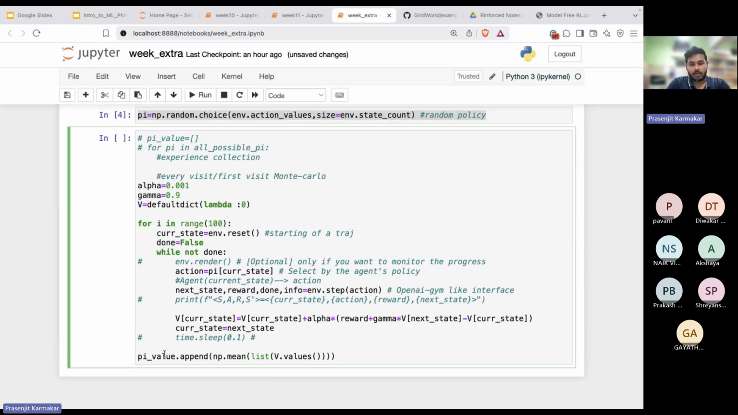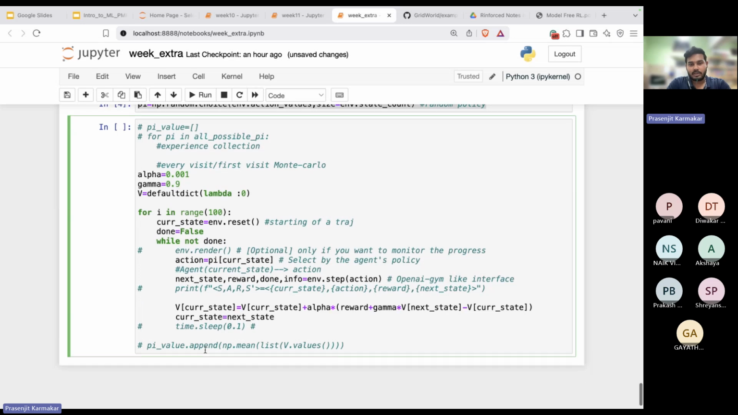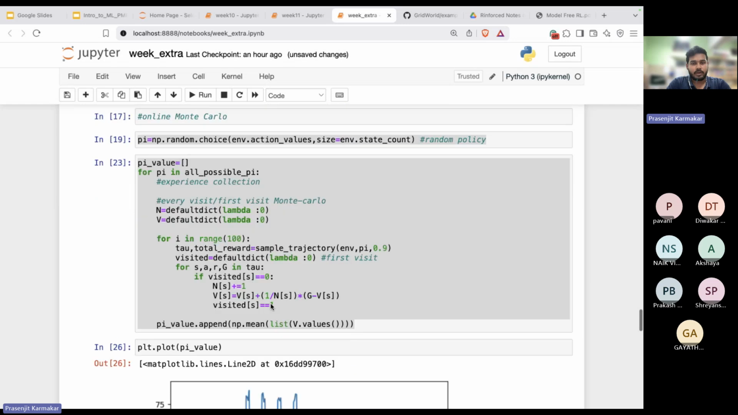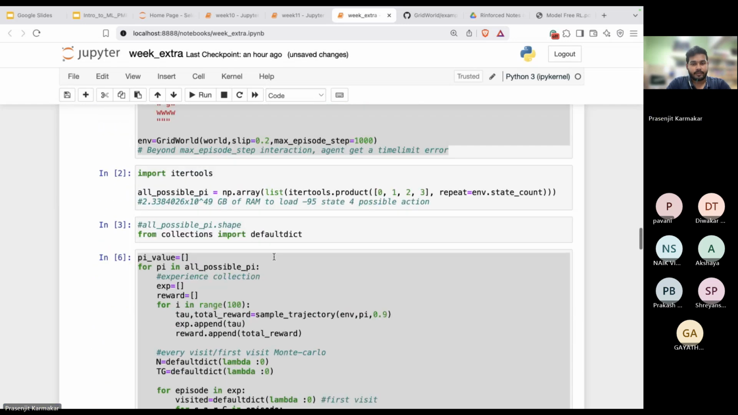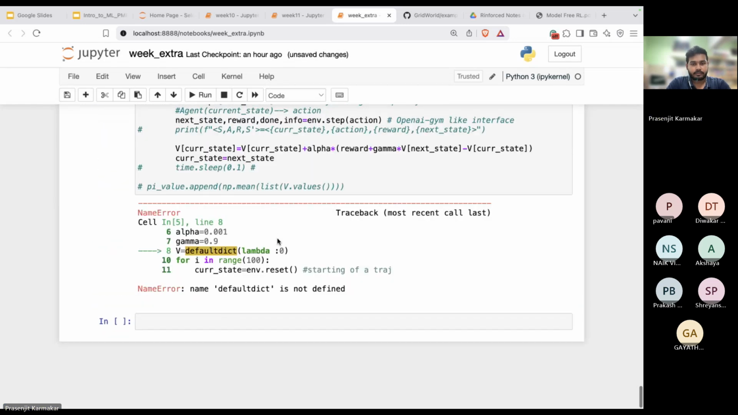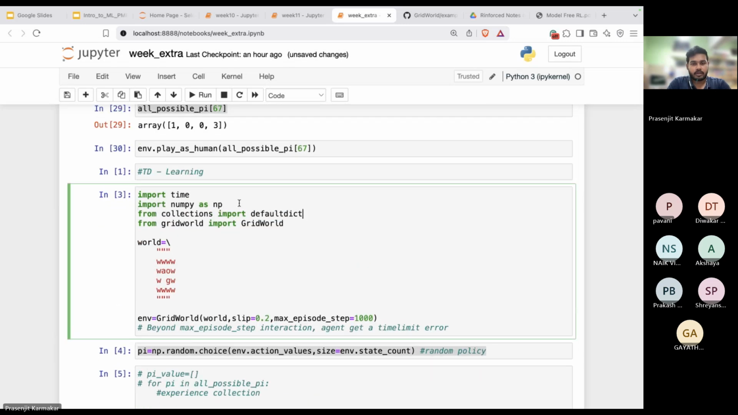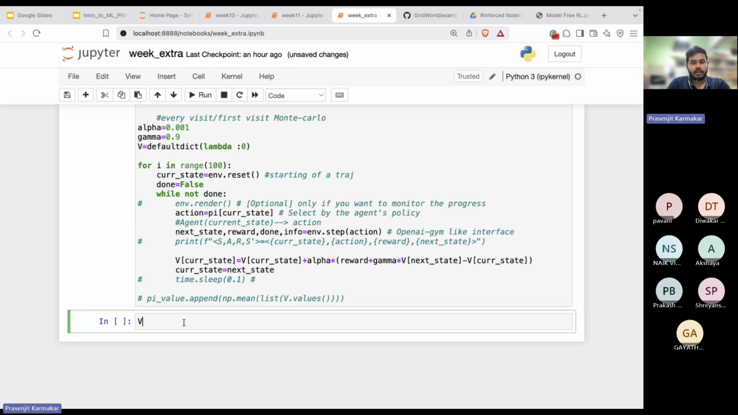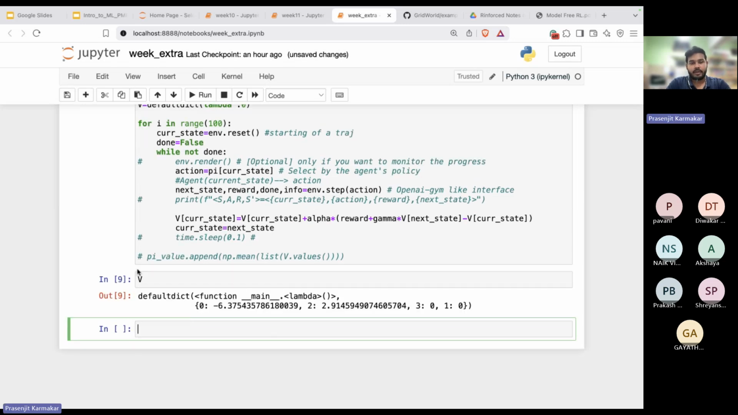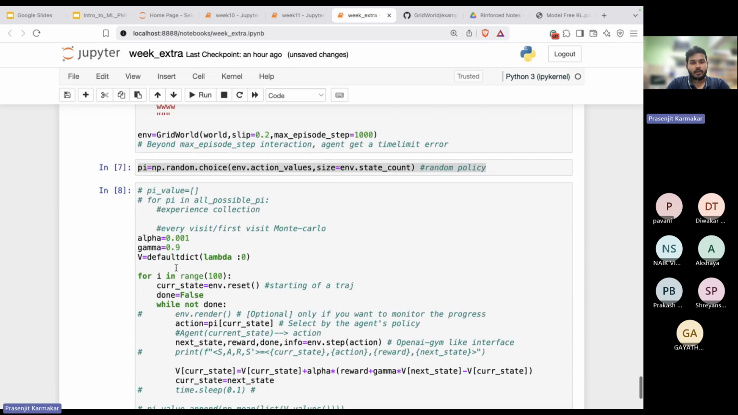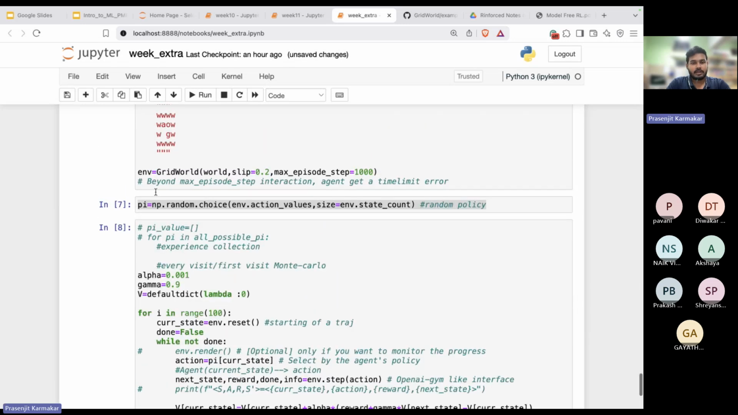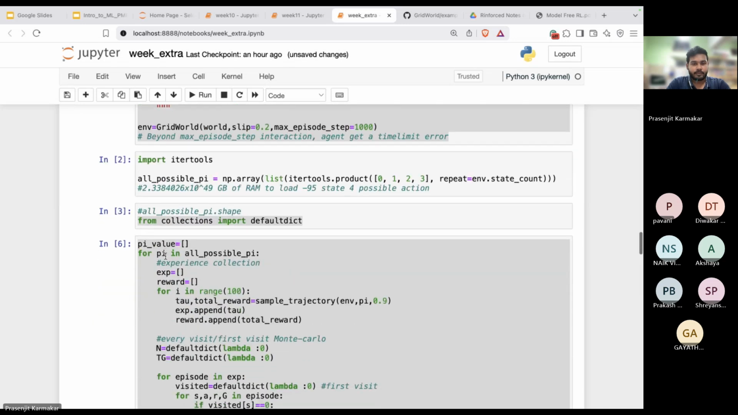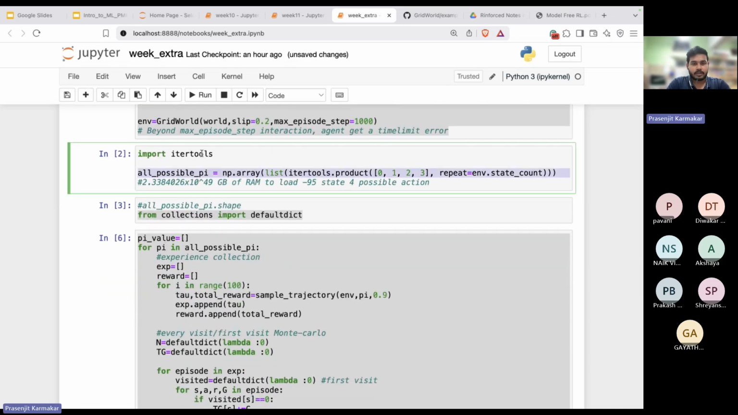And currently we are not looping through all the policies. So let's see what is the problem. Default dictionary is not there, so I have to import it. Done. Now value function v looks like this. Okay. Now let's look for all the possible policies. So what is the all possible policy we have? This itertools. This.